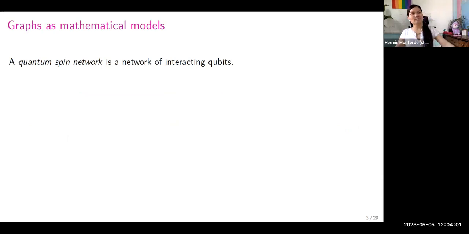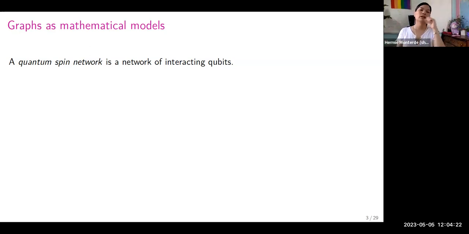All right, so we'll just take it easy. When we talk of quantum walks on graphs, the first thing that comes to our mind is, okay, what is that? So let's just do a little bit of background. Here we're going to use graphs as mathematical models. And what do they represent?